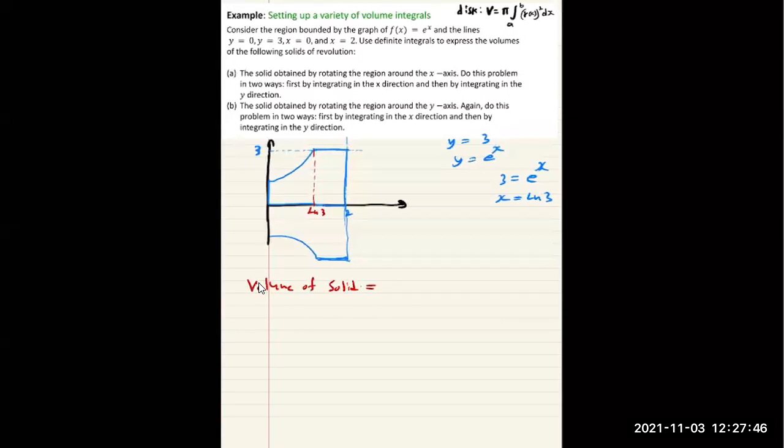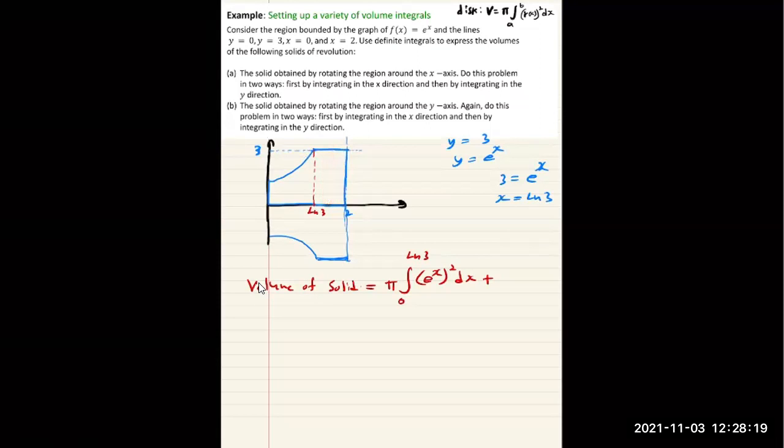is equal to pi times the integration from 0 to ln 3. I'm going to integrate from here to here with this function, that is e to the power x. R(x) squared, my R(x) is, as you saw, e to the power x, squared, times dx. And then plus, I need to have the second integration from here to here. From here to here, your R(x) is a constant. Your R(x) is this height, which is 3, a constant.